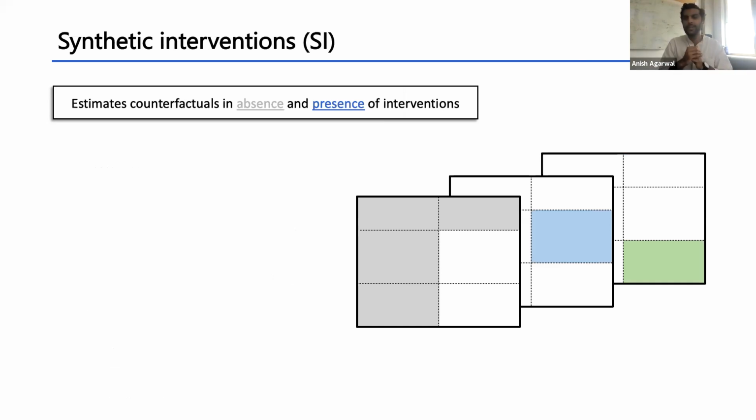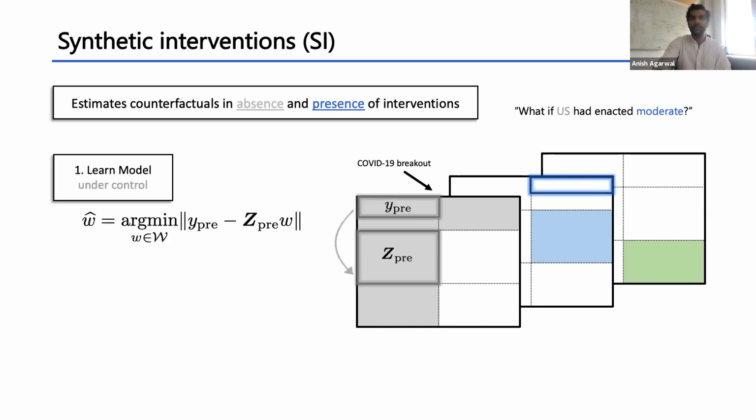Now, towards synthetic interventions, the goal is to estimate counterfactuals both in the absence and the presence of interventions. So, for example, we can ask the question of what if the US had enacted the moderate policy post COVID-19 breaking out? So the idea is going to be similar. We're going to learn a model under control. Similarly here, now Z pre is going to represent the pre-intervention data of the countries that go under moderate mobility restriction post COVID-19 breaking out.